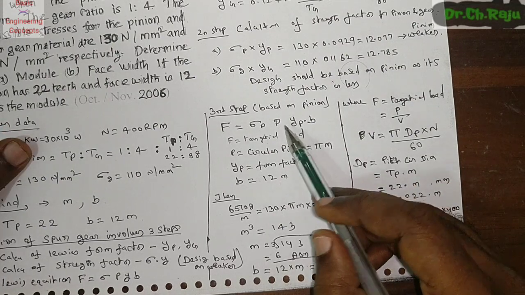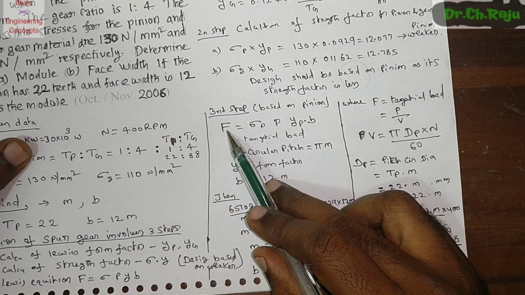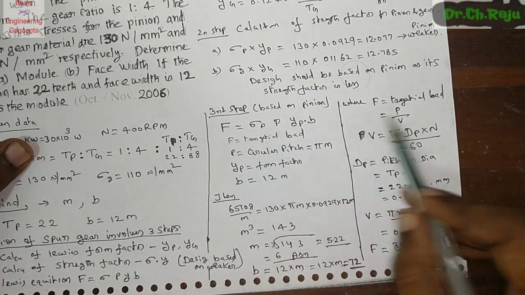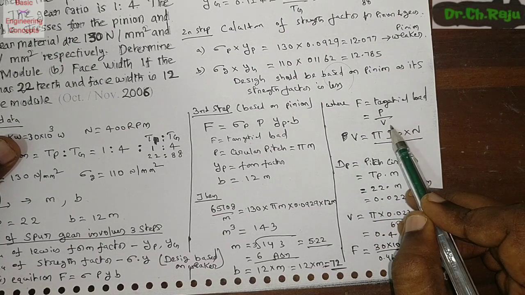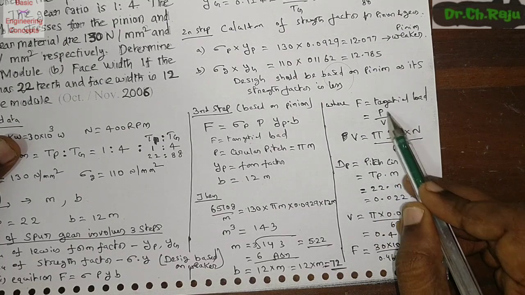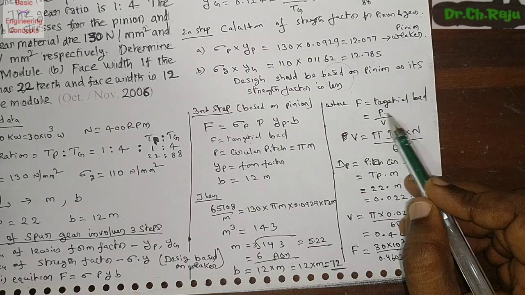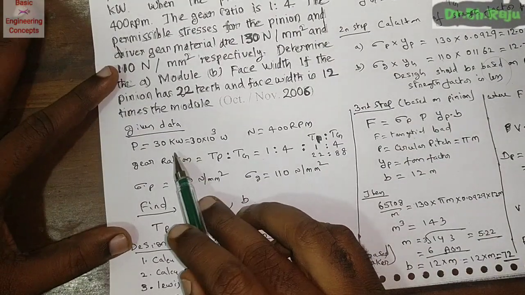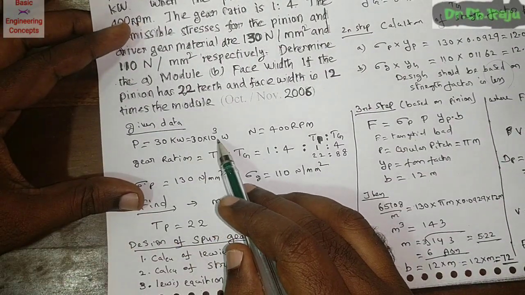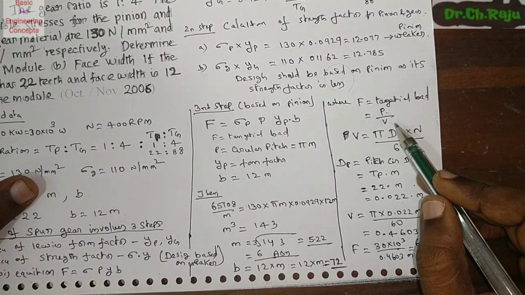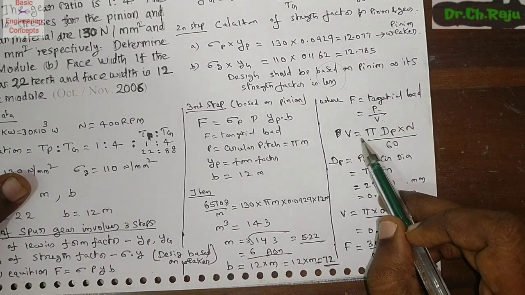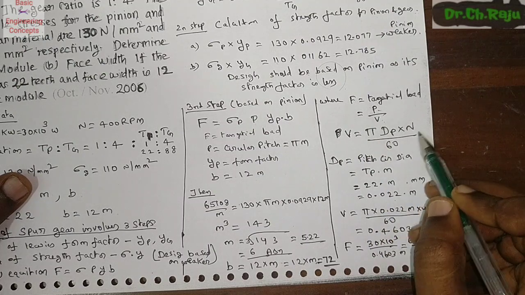So here the only calculation involved is F. F is the tangential load. F is calculated as power by velocity, power by linear velocity. Here power is given as 30 kilowatts, that is 30 into 10 to the power of 3 watts. So V is the only thing to be calculated, where the velocity formula is pi d n by 60.